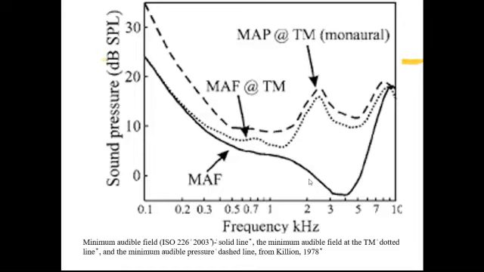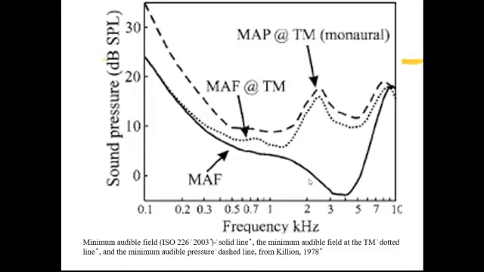So here is a visual showing you the minimum audible field. That's the line down at the bottom. And then the minimum audible field measured at the tympanic membrane. And then the minimum audible pressure measured at the tympanic membrane. And what you can see in this graph is that the MAF at the TM and the MAP at the TM are very, very similar in their shape. And the MAF measured in the sound field is very different.